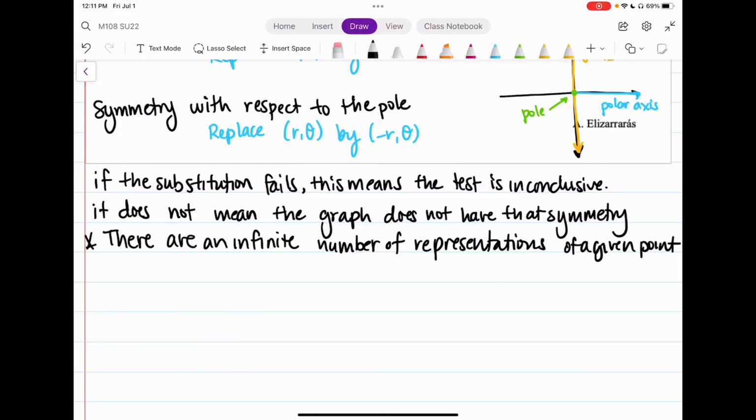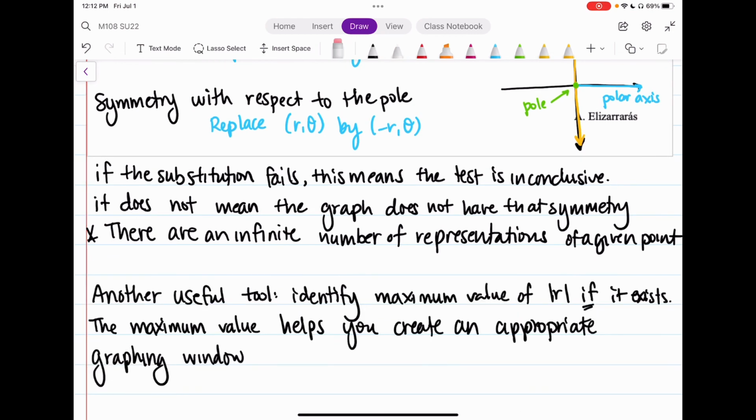Another thing that you can use when you're graphing polar equations is to figure out what the maximum value of the absolute value of r is, if it exists, because this gives you the distance from the pole to the point or points on the graph that are farthest from the pole. And this can be helpful in graphing by hand when you're setting up your graph or when you want to use a viewing window that's appropriate on a graphing utility. So identifying that maximum value of the absolute value of r helps you create an appropriate graphing window when you're using either a graphing utility or if you are creating your graph by hand.